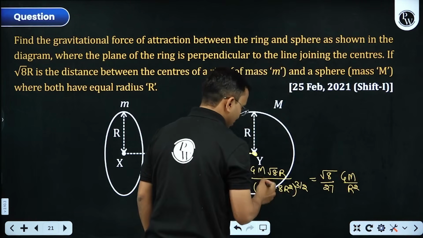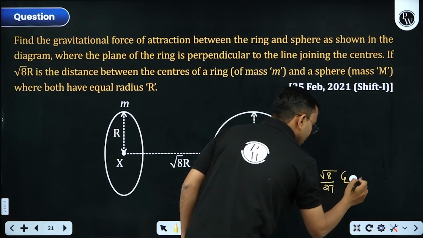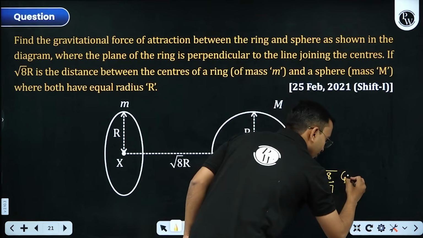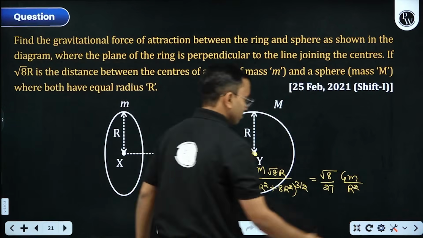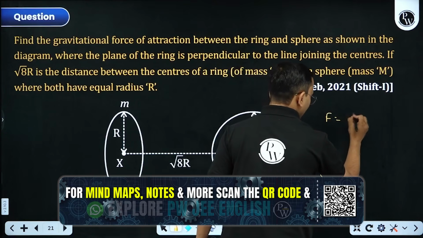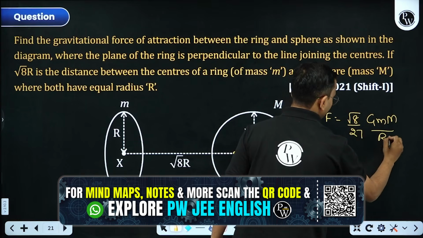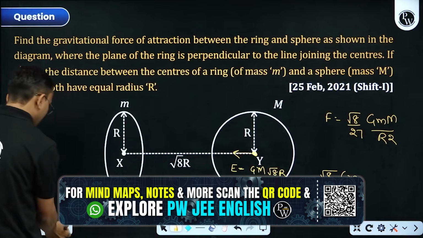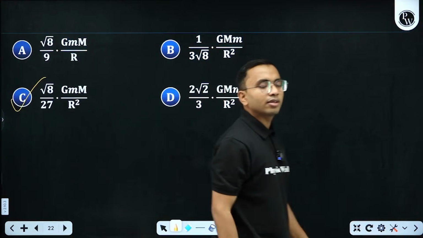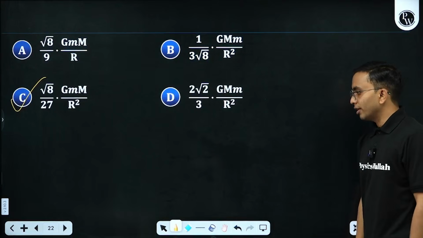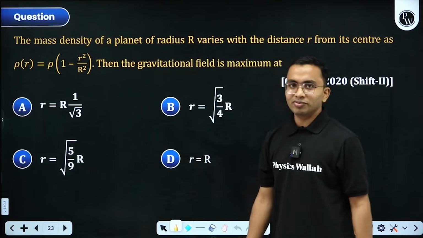This was small m. This was my ring. So put this as small m. Okay, I got the field, multiply with this mass m. So my force will be root 8 by 27 Gm m by R square. Come to the options. Root 8 by 27. Okay. Like these type of questions, very quickly we can do. I'll show you one question also which was very lengthy here.